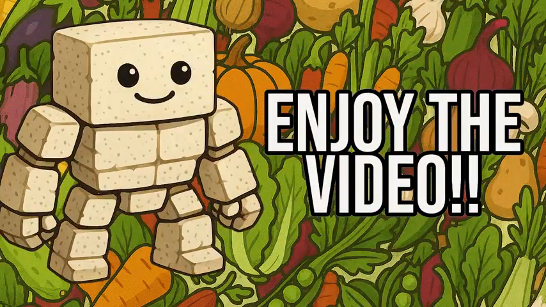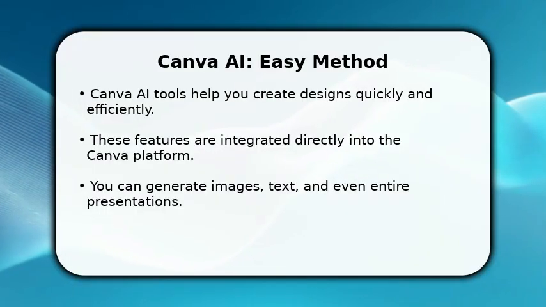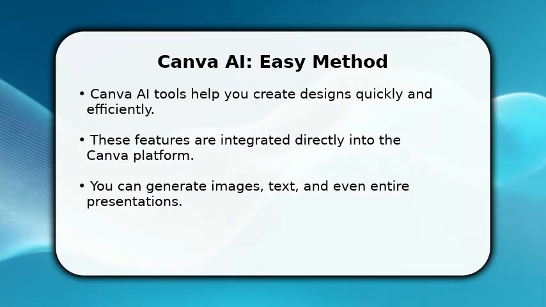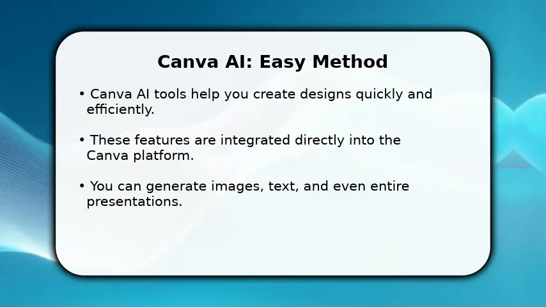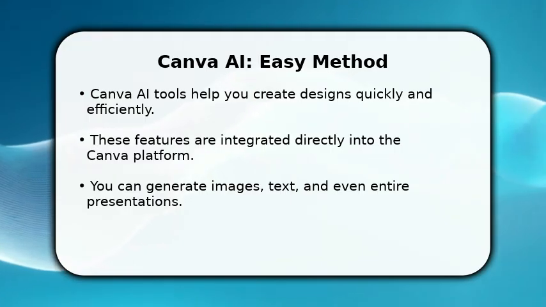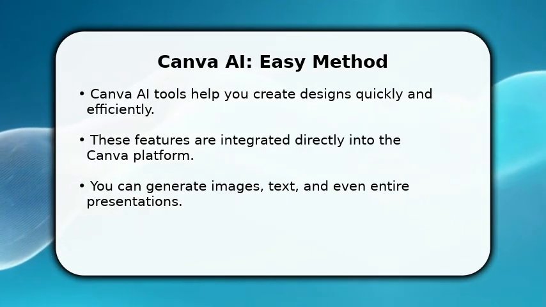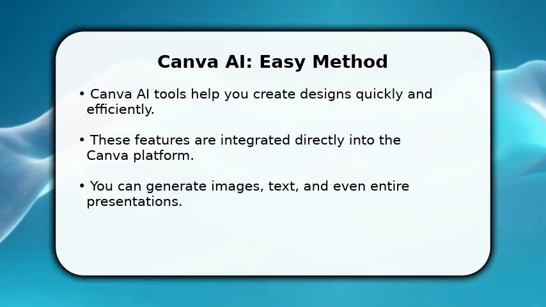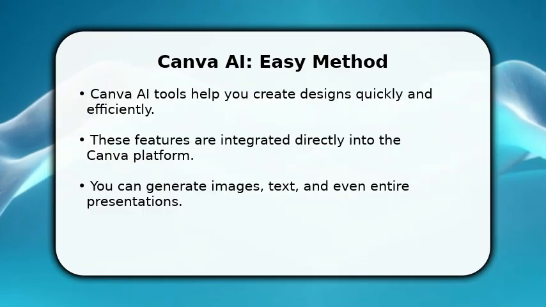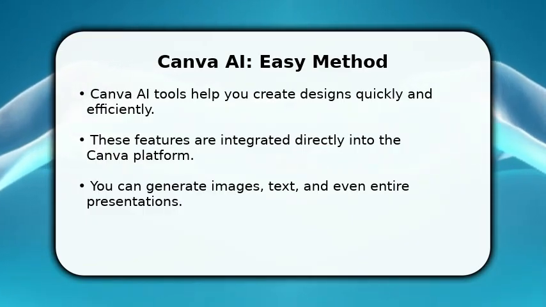Please enjoy the video. In this video, I will explain how to use Canva AI. Canva's artificial intelligence tools are designed to simplify your design process, making creation faster and more intuitive. These powerful features are seamlessly integrated into the platform, allowing you to generate stunning visuals, compelling text, and even full presentations with just a few clicks. It's an easy method to elevate your design work.